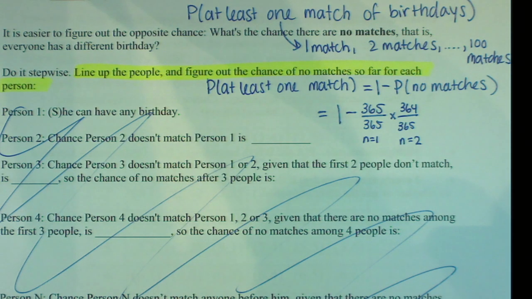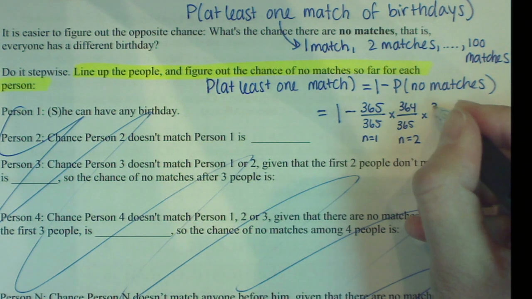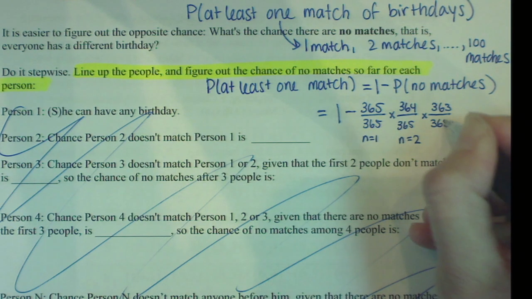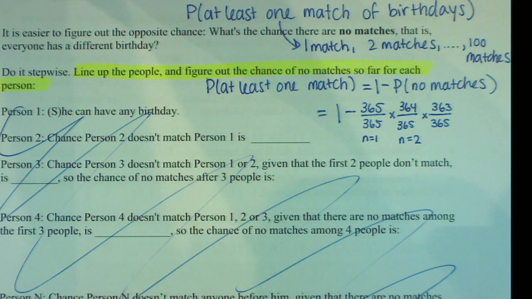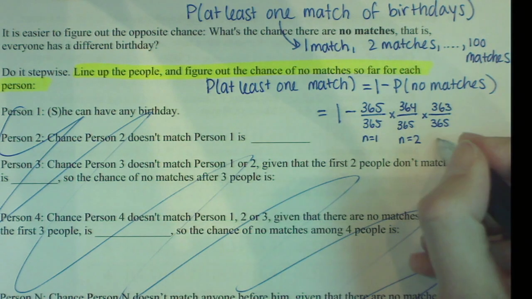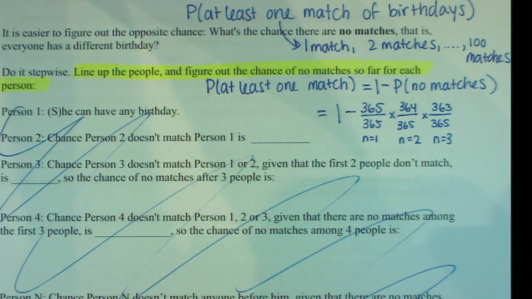363 out of 365, right? I'm also ignoring the leap years, so pretend it's not 2020. And then I'd have to do this for 100 people, right?